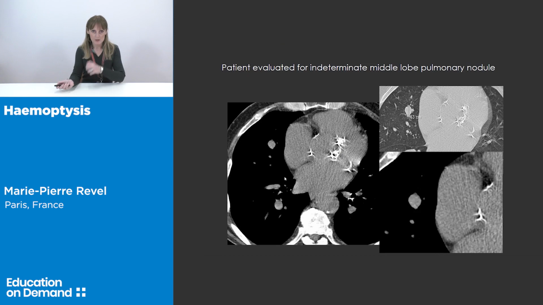Another case, a patient evaluated for an indeterminate middle lobe pulmonary nodule, 18 millimeters in diameter, no fat, no spiculation, so it's very difficult to decide if it's a benign hamartoma even though there is no fat content, if it's a carcinoid tumor, if it's a lung mets, or if it's a stage 1 lung carcinoma.